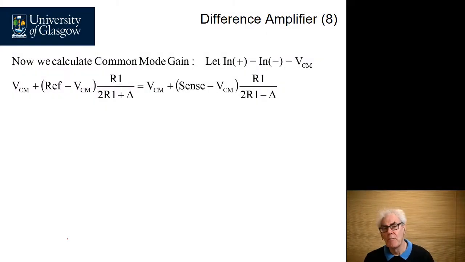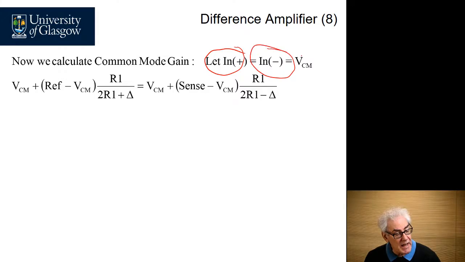Now let's look at the common mode gain, going through precisely the same analysis. In this case, we're saying that In plus is equal to In minus because it's a common mode gain we're looking at, and we're going to call that VCM, the common mode voltage appearing at the two inputs.